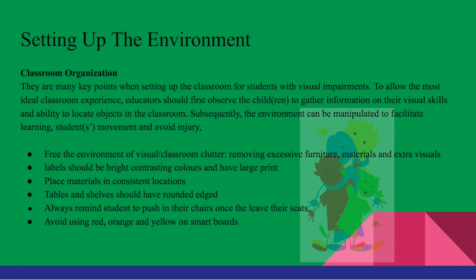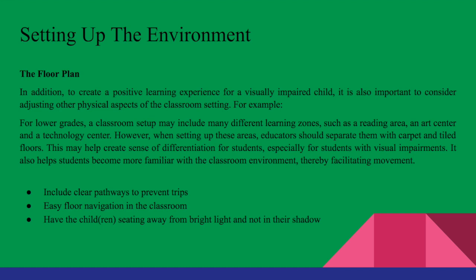Labels should be bright, contrasting colors and have large print. Place materials in a consistent location. Tables and shelves should have round edges. Always remind students to push in their chairs once they leave their seats. Avoid using red, orange, and yellow on smart boards, as some visuals are not able to be seen by students. On the next slide, we will focus on the floor plan.